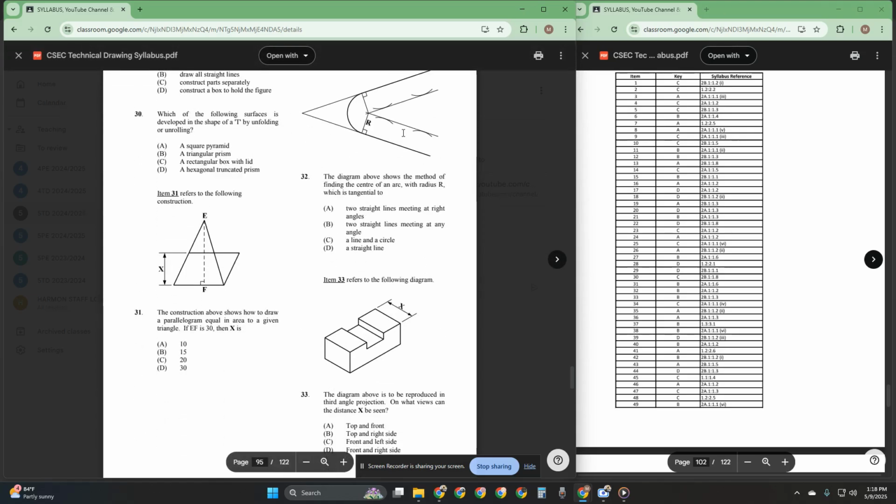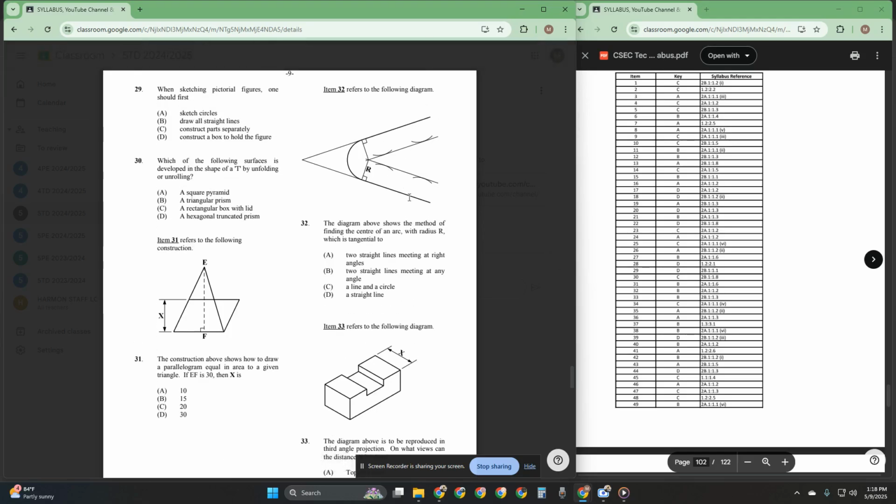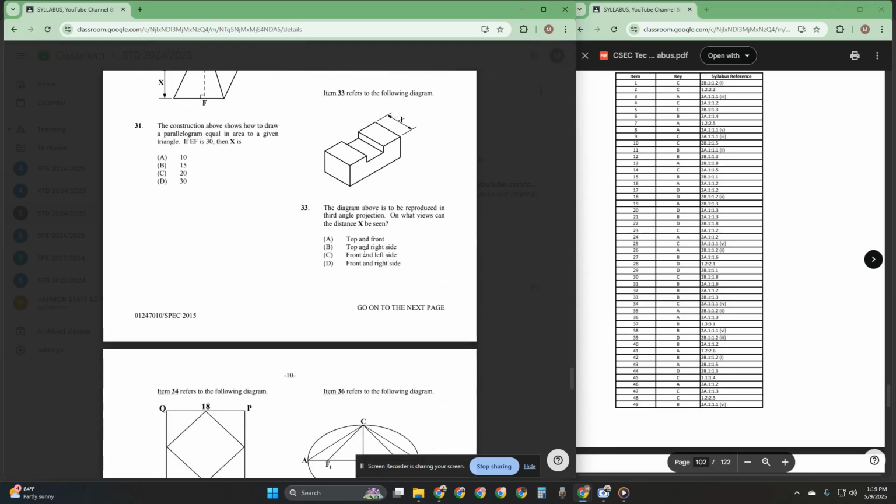32. The diagram above shows the method of finding the center of an arc with radius r, which is tangential to two straight lines meeting at right angle, two straight lines meeting at any angle, a line and a circle, or a straight line. Number 32, B. Yep, it's two straight lines meeting at any angle.